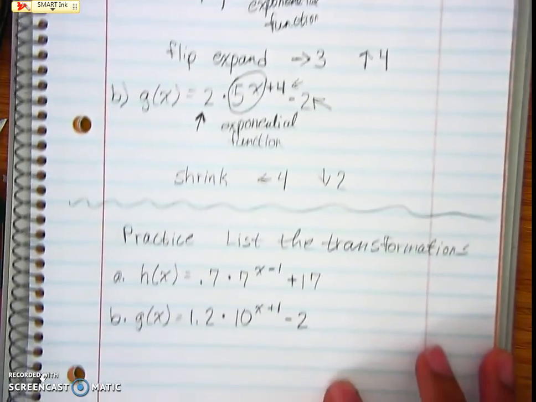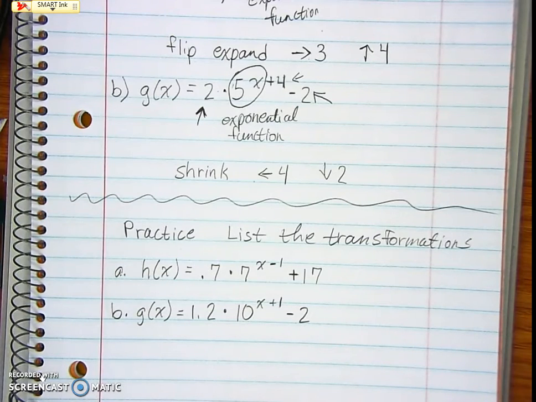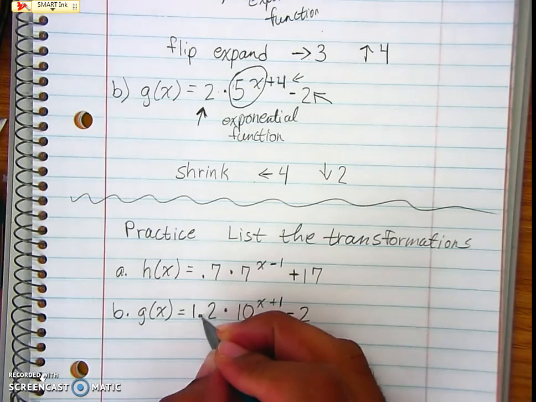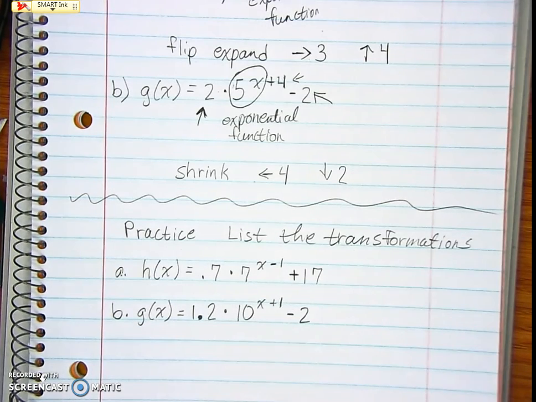Oops, can't see that bottom one. Alright, so there's your practice on a separate sheet of paper with the other 2 practice problems where you graph them. You need to go ahead and work on these 2 and just list the transformations. Just list the transformations. Alright, have fun.